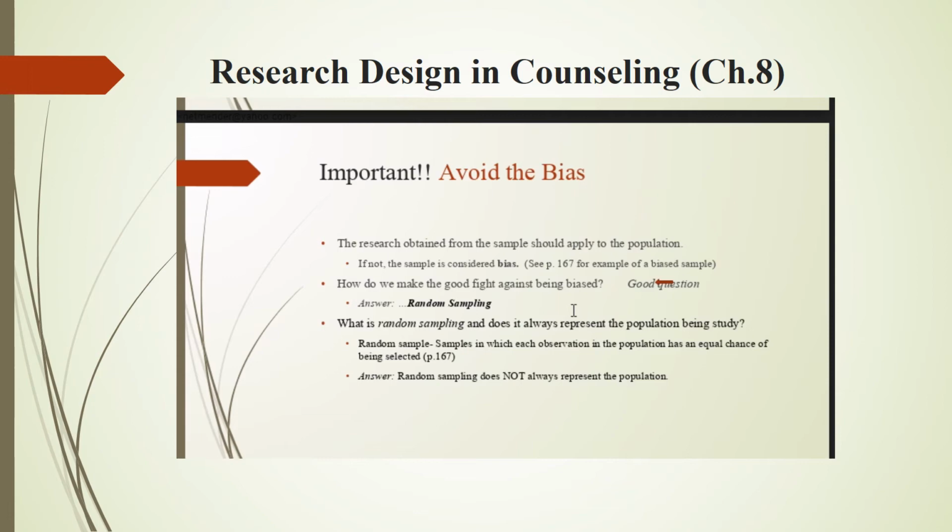So then the question is, if we are all wanting to be good researchers, how do we fight against being biased? And that answer is random sampling. What is random sampling, and does it always represent the population being studied? Well, unfortunately, or fortunately, however you look at it, random sampling does not always represent the population. Random samples are samples in which each observation in the population has an equal chance of being selected.